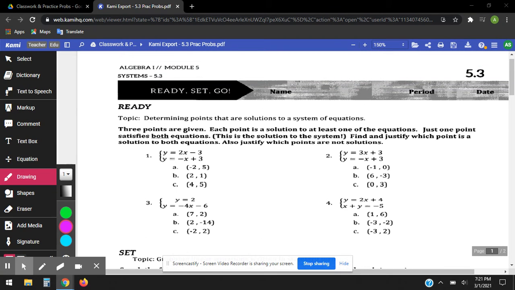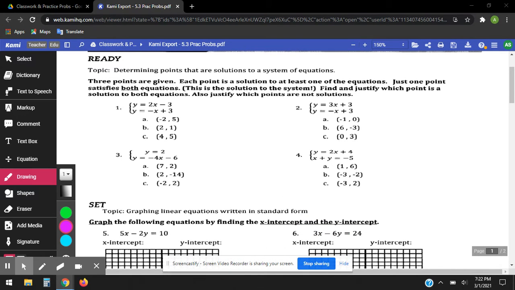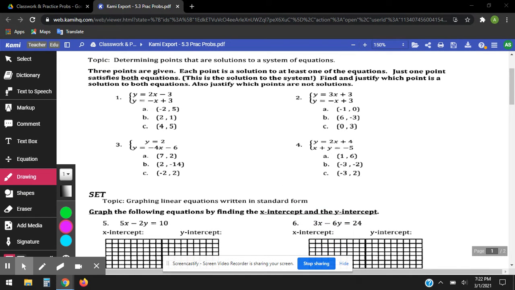Hi, this is Algebra 1, Module 5, Lesson 3, the practice problems. We are going to see which of these 3 points is the solution to both equations. It says each will be a solution to at least one. We need to find the one that's a solution to both. Find and justify which point is a solution to both equations.